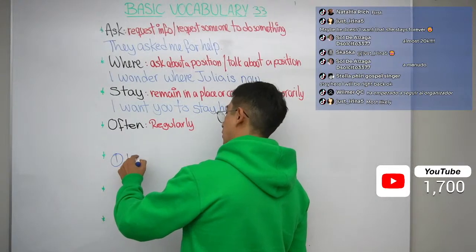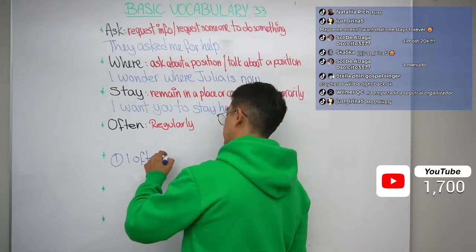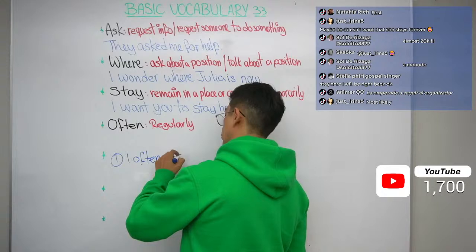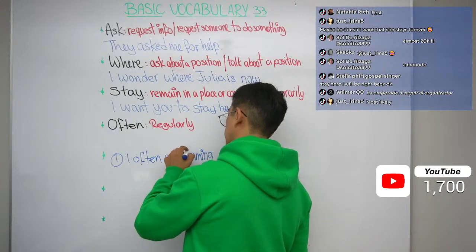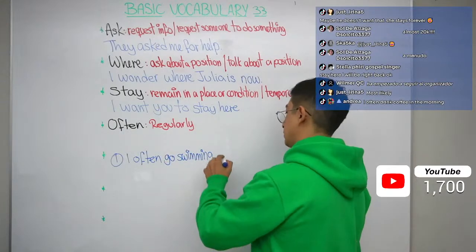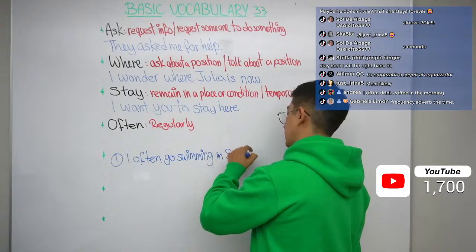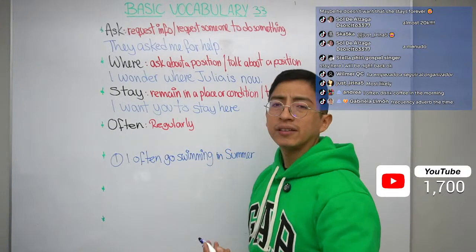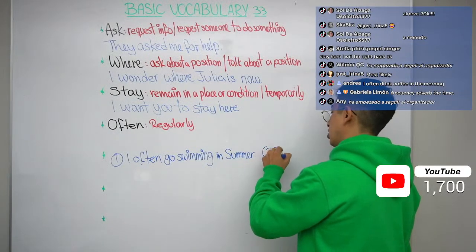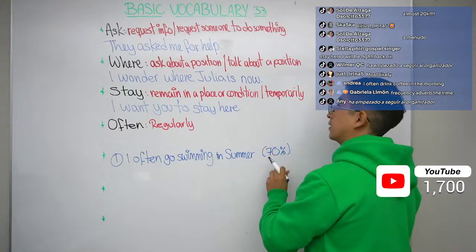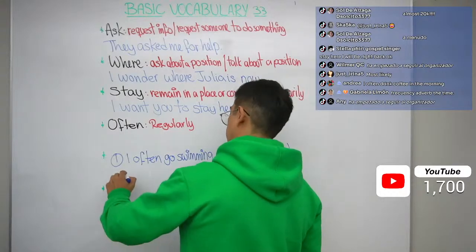Maybe we can say, I often go swimming in summer. Now, often in this case indicates, I don't know, maybe 70% of the time, no? 70% of the time. Yes, that's it.